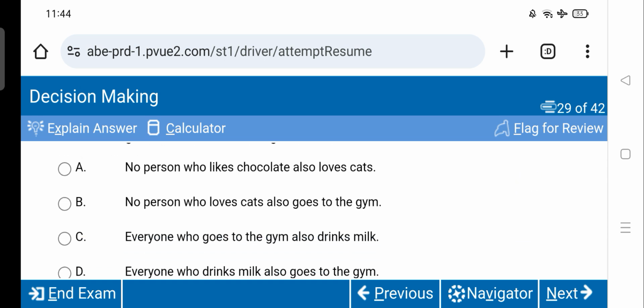Option A, no person who likes chocolate also loves cats. Option B, no person who loves cats also goes to the gym. Option C, everyone who goes to the gym also drinks milk. Option D, everyone who drinks milk also goes to the gym.